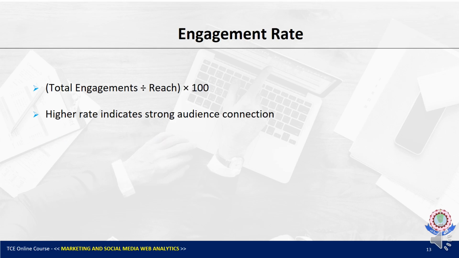Engagement rate. Engagement rate is calculated as total engagement divided by reach, multiplied by 100. This metric tells us how actively users interact with content. A higher engagement rate means a strong audience connection. Even with low reach, a high engagement rate indicates good content.